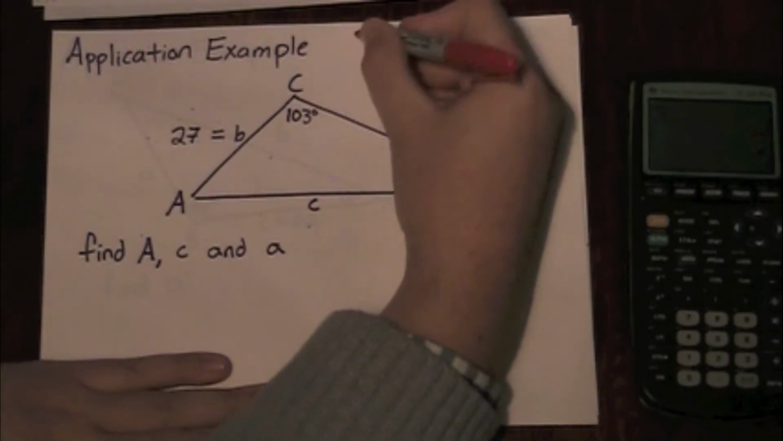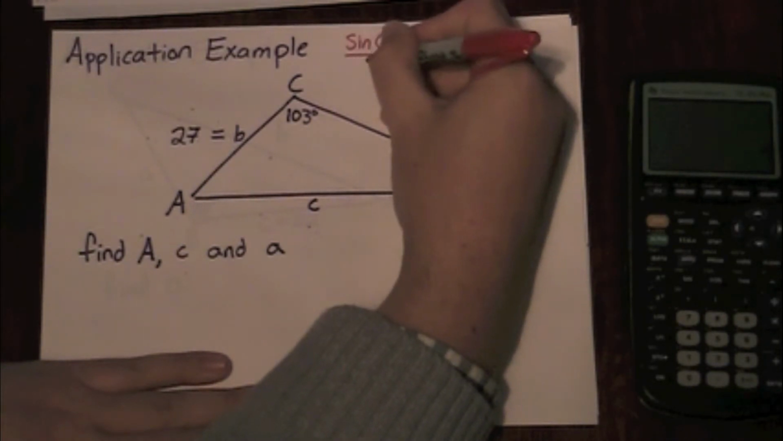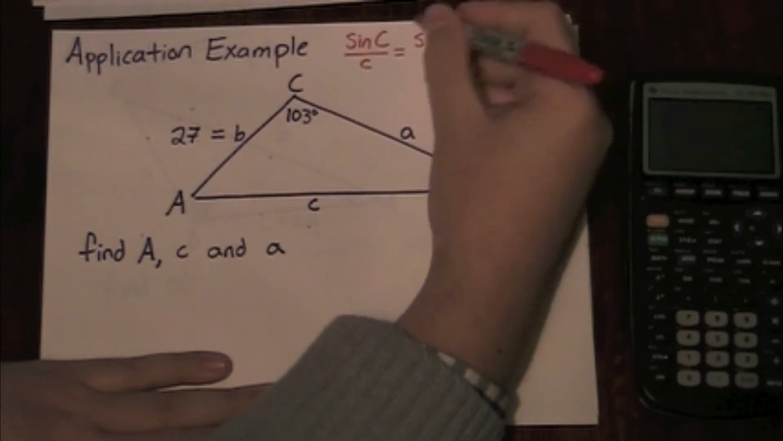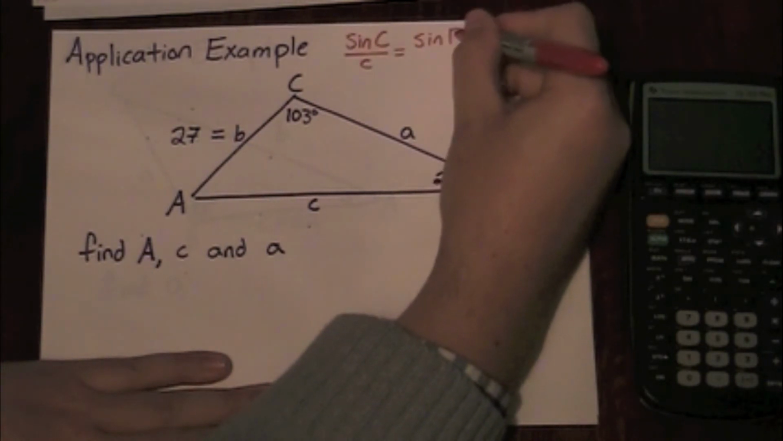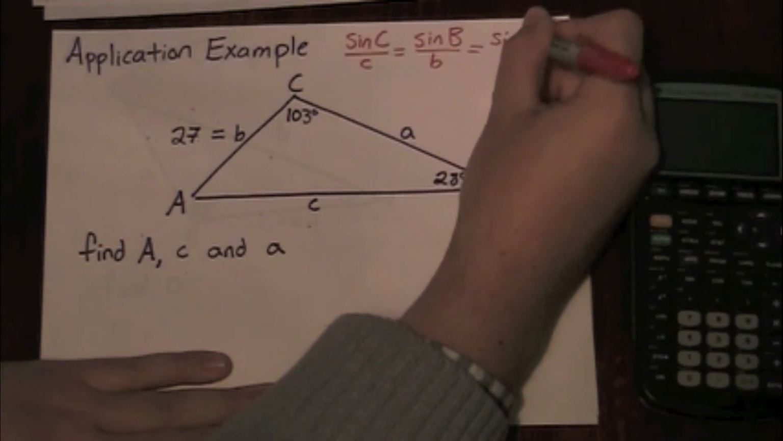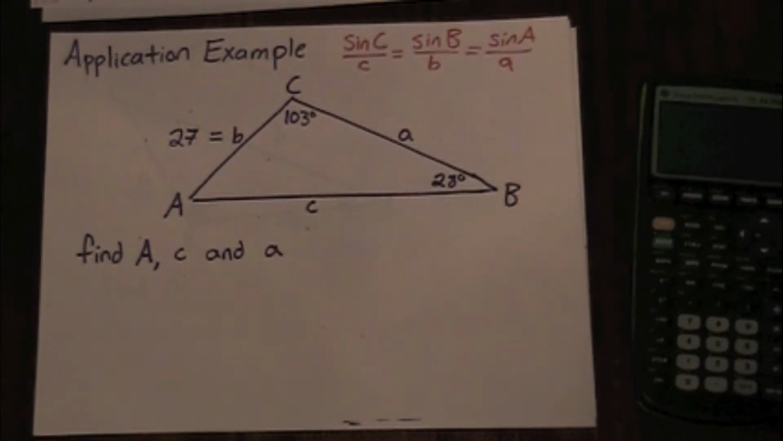What I might start off by doing is writing my law of sines up top, just to help me remember it. Sine C over c equals sine B over b equals sine A over a. Now what I'd like you to remember is that the uppercase letters are referencing angles and the lowercase letters are referencing the lengths of a side.